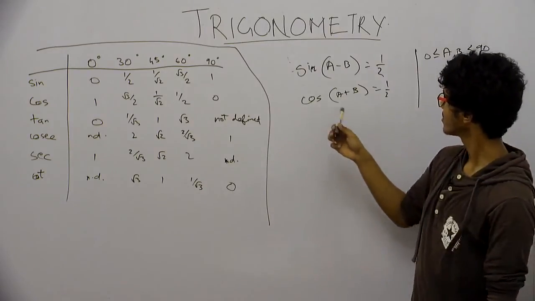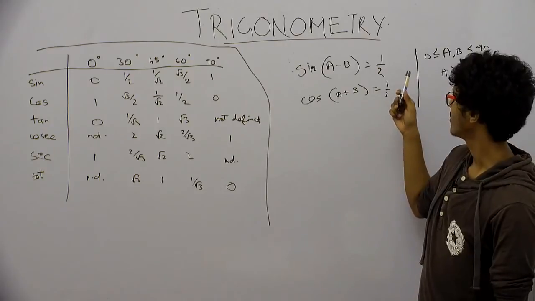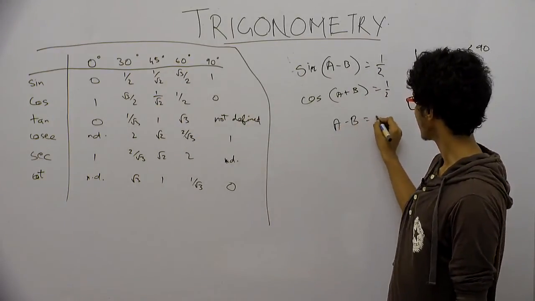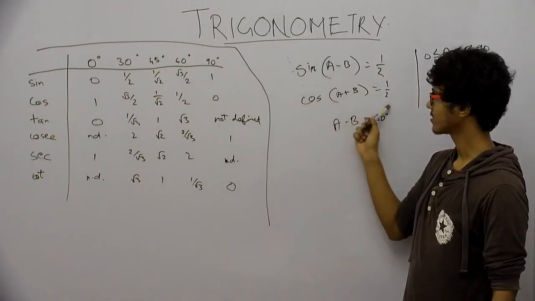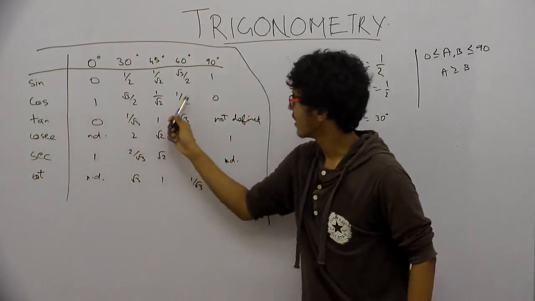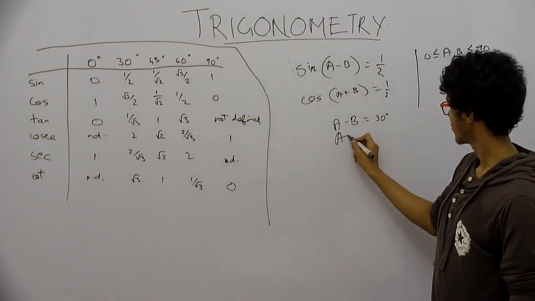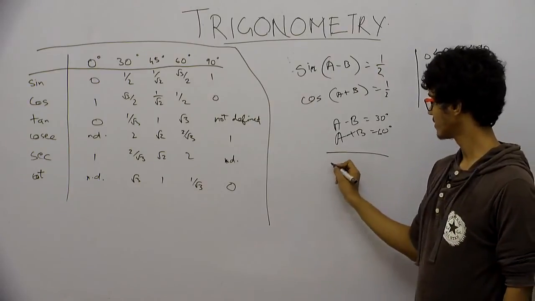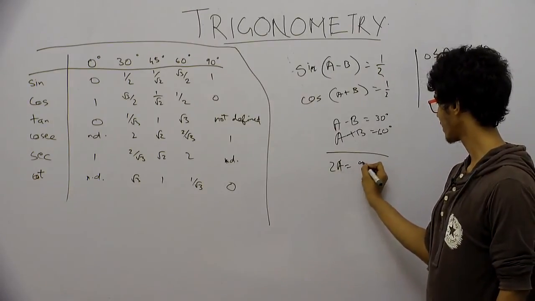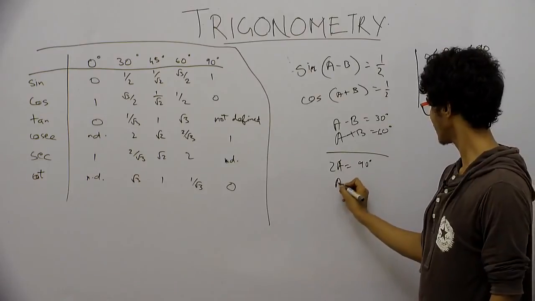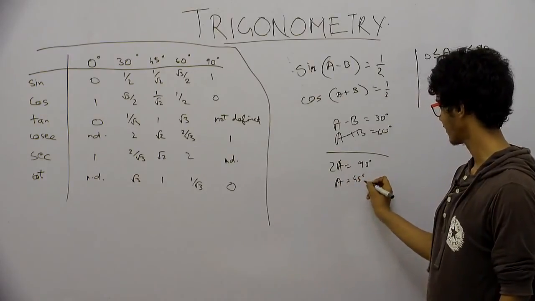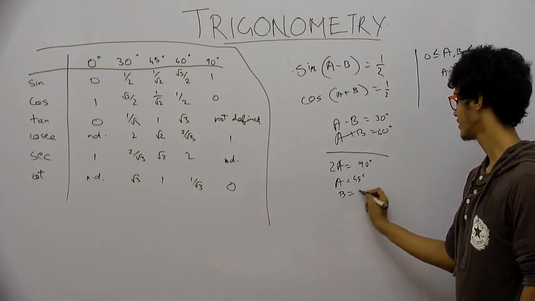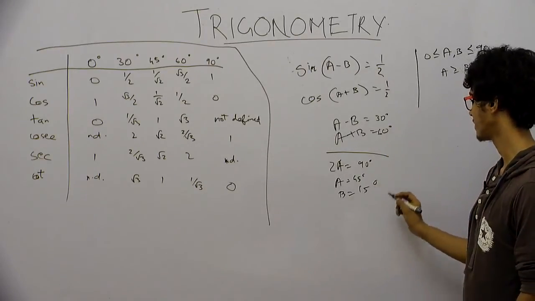Okay, now sine is half, and we see sine is half for 30 degrees, so we get A minus B equals 30 degrees. Cos is also half, cos is again half for 60 degrees, so we get A plus B equals 60 degrees. We add both these equations, we get 2A equals 90 degrees, implies A equals 45 degrees. Substituting the value of A in any of these equations, we see that B equals 15 degrees.